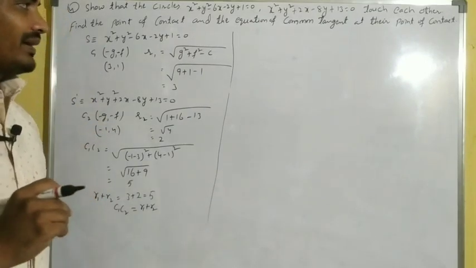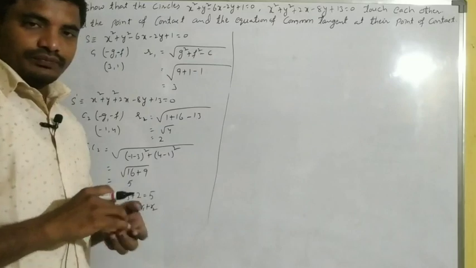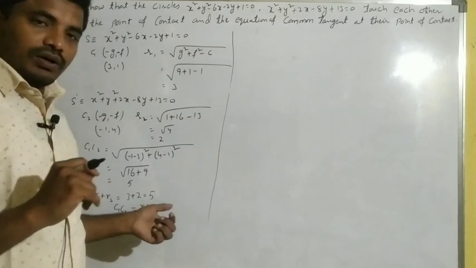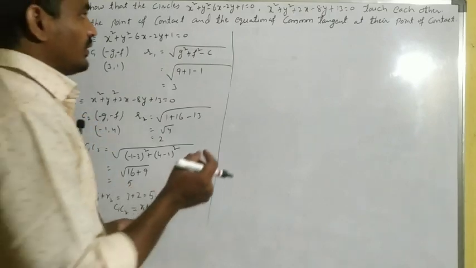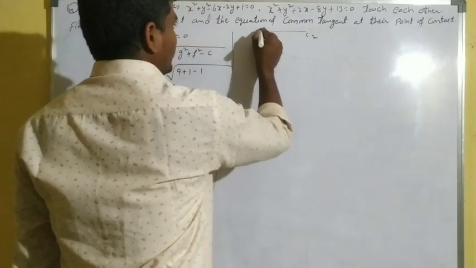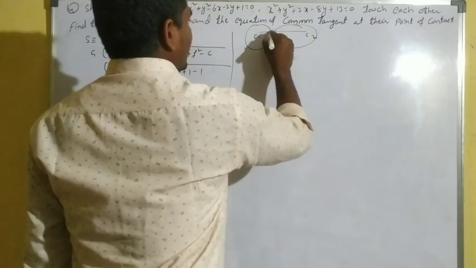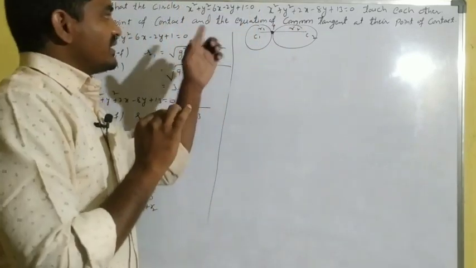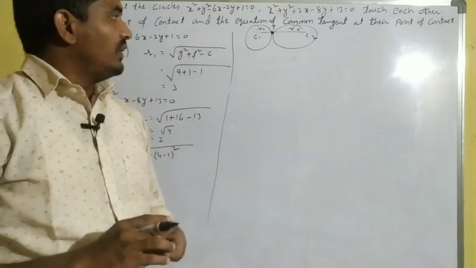Now we are going to find the point of contact. The point of contact lies on the line segment C1C2. On this line segment, I am taking the ratio R1 and R2. The point divides it in the ratio R1 to R2. Let me take C1 as center 1 and C2 as center 2. Here is the point of contact. This is R1 and this is R2. I am taking this point as point P. This divides C1C2 in the ratio R1 to R2, externally or internally.